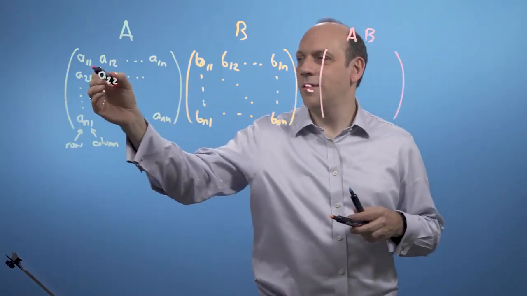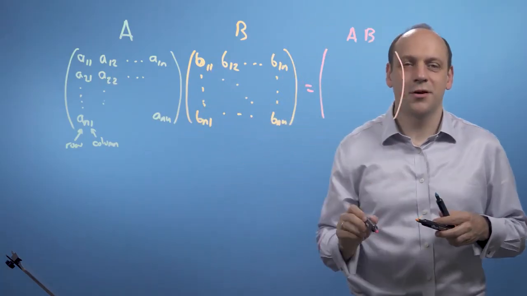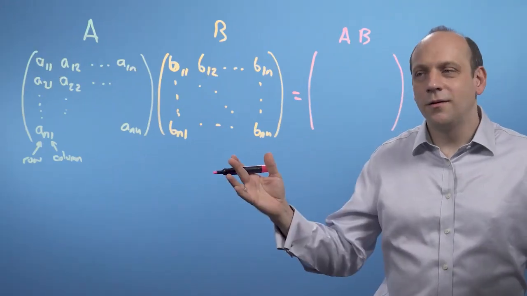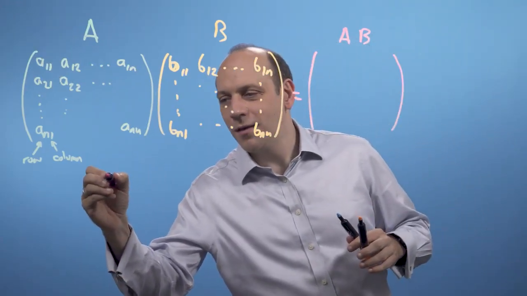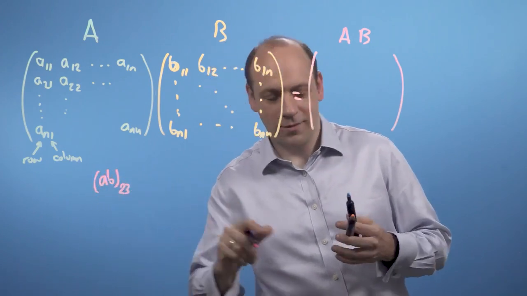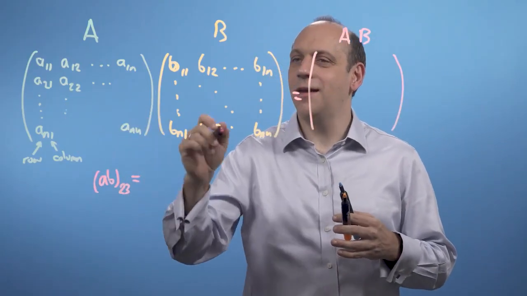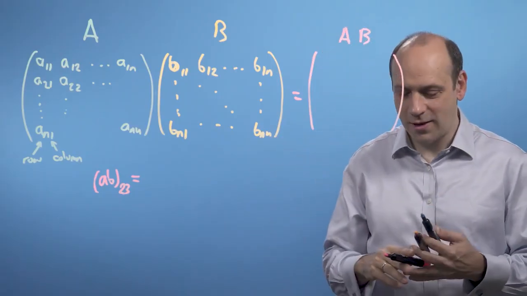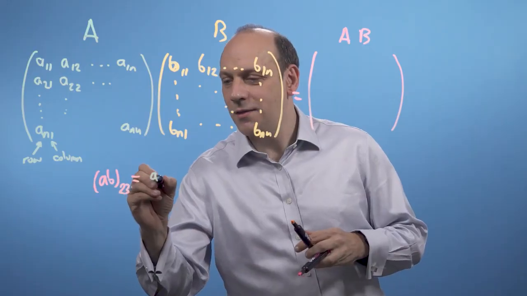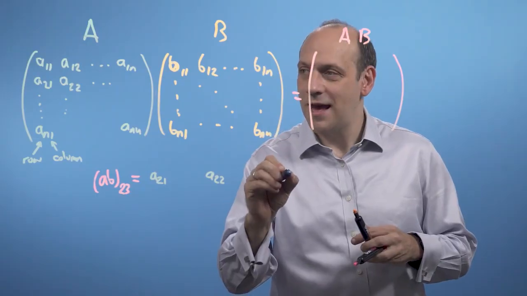And then what I'm going to do is take a row of A, multiply it by the elements of a column of B, and put those in the corresponding place. So let's do an example. If I want element, let's say AB, element 2, 3, I'm going to get that by taking row 2 of A, multiplied by column 3 of B. So I'm going to take row 2 of A, that's going to be A21, A22, and all the others up to A2n.